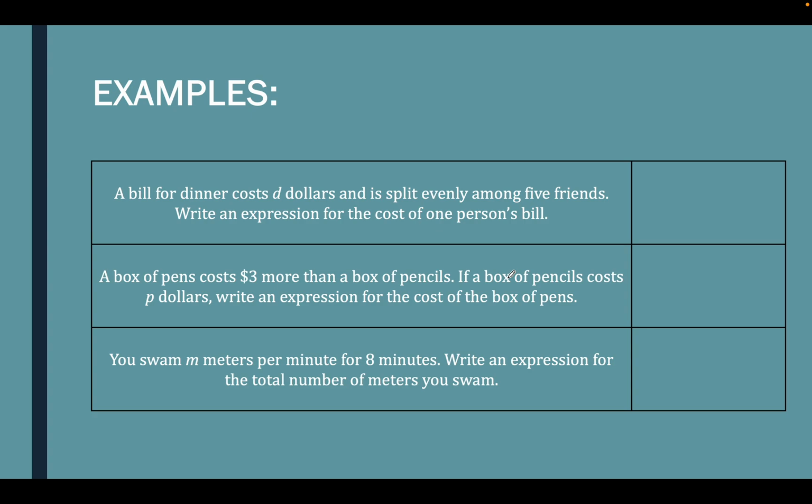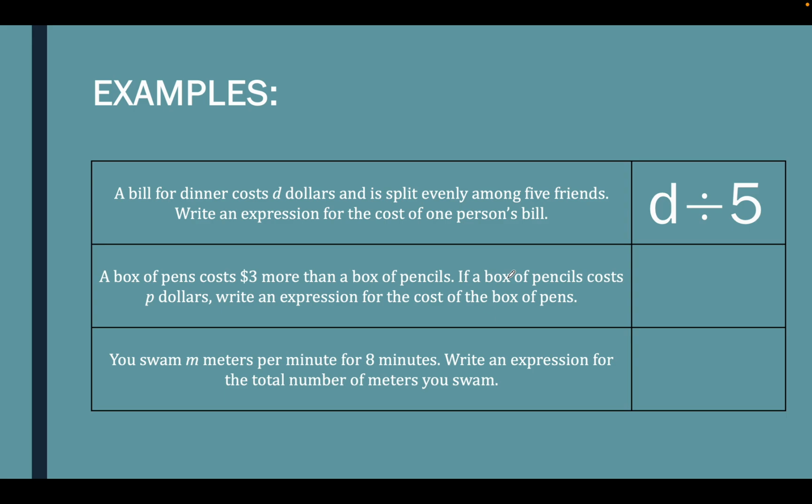So let's give these a try. We're going to translate the sentence into an algebraic expression with numbers, operations, and variables. A bill for dinner costs $D and is split evenly among 5 friends. Write an expression for the cost of one person's bill. This would be D divided by 5, the cost divided by 5 friends.